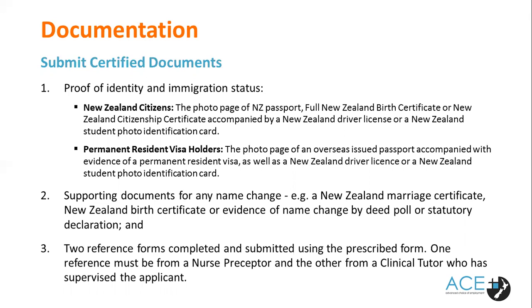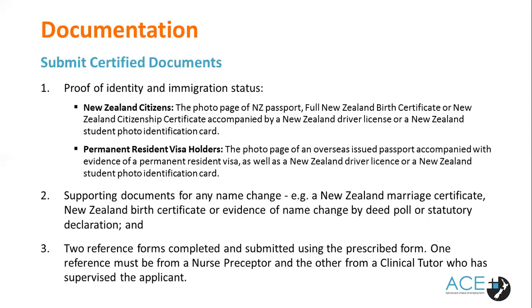And then for permanent resident visa holders, you will also need a photo page of your passport from the country which you are from, accompanied also with evidence of a permanent resident visa, as well as a secondary proof of ID. So the same, either a New Zealand driver license or a New Zealand student photo ID card. And you will also need to supply any supporting documents for any name change, for example, a New Zealand marriage certificate or a New Zealand birth certificate.